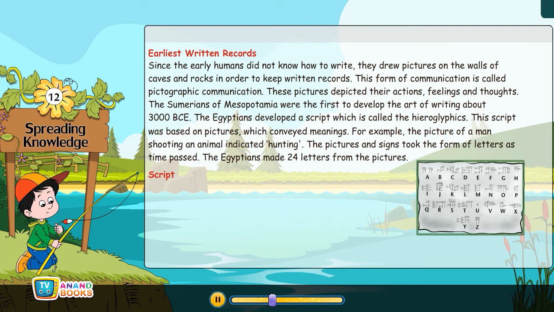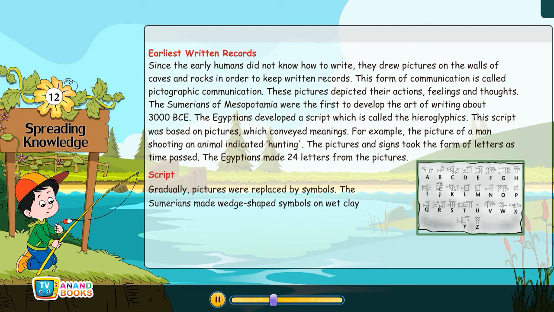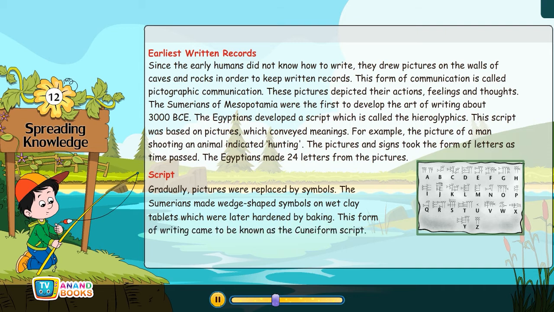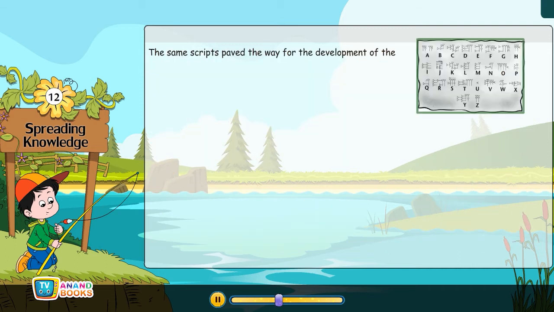Script. Gradually, pictures were replaced by symbols. The Sumerians made wedge-shaped symbols on wet clay tablets, which were later hardened by baking. This form of writing came to be known as the cuneiform script. A script is a form of writing. The Greek and Roman alphabets were derived from these scripts. The same scripts paved the way for the development of the English language.